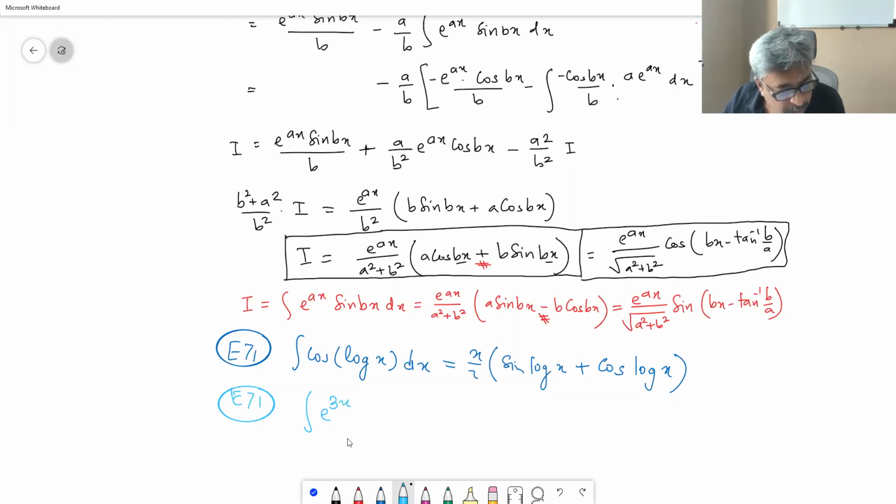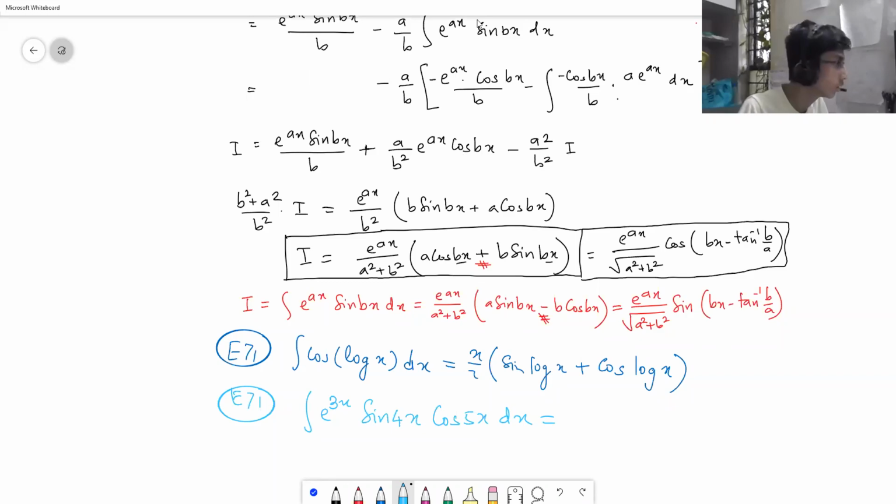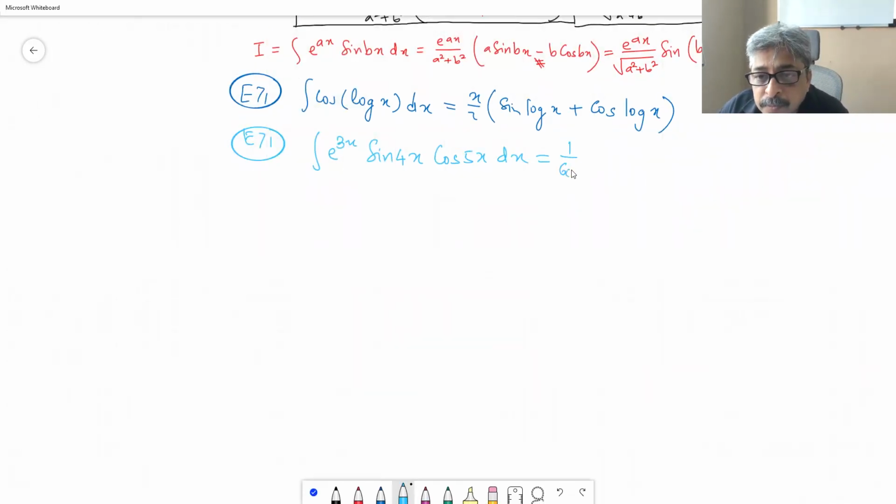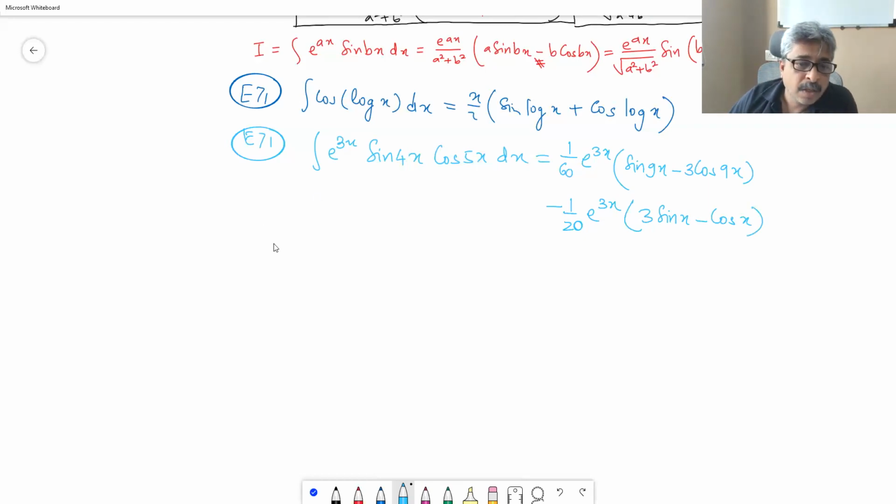E71. Integral e raised to 3x sin 4x cos 5x dx. Answer for this problem is 1 upon 16 e raised to 3x inside bracket sin 9x minus 3 cos 9x, minus 1 upon 20 e raised to 3x inside bracket 3 sin x minus cos x. Okay. If anybody wants me to write down the detailed solution, I can do that. But I think it is easy. The only problem is to separate these two guys and solve two different problems. Solve means apply formula.